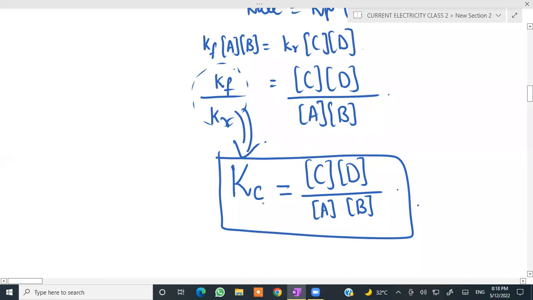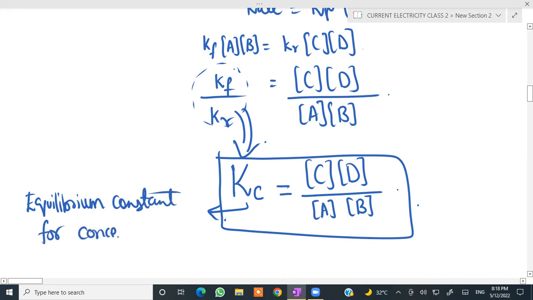Now, let me tell you what this Kc stands for. Kc is the equilibrium constant for concentration. And let me tell you what it means.